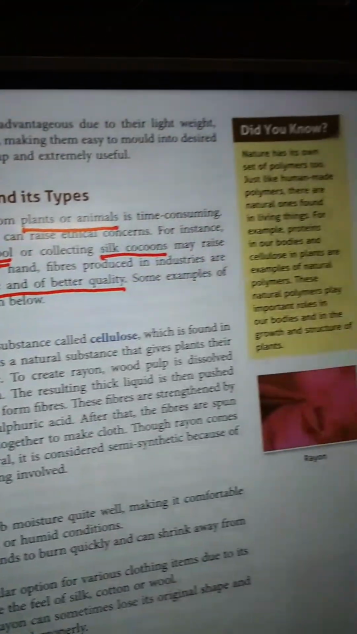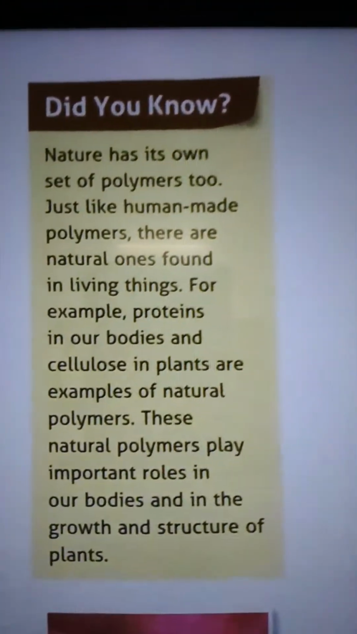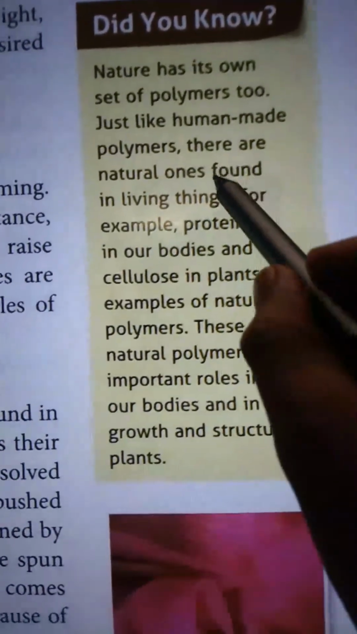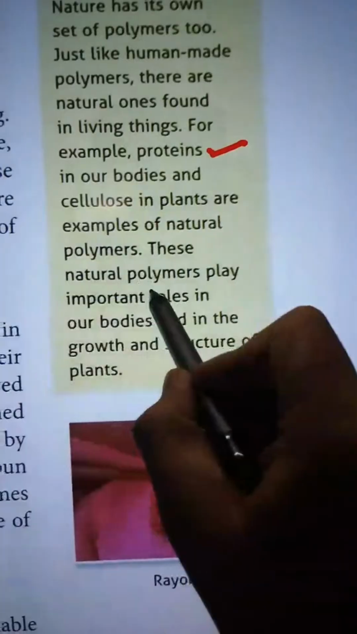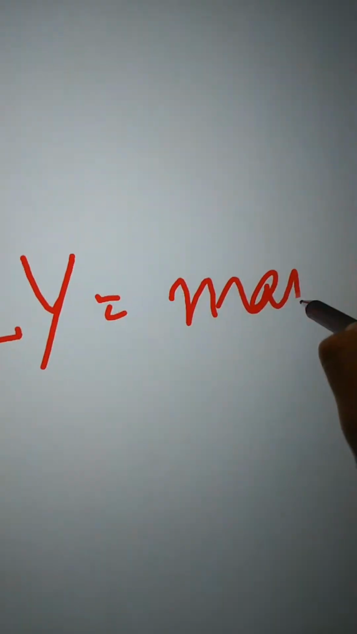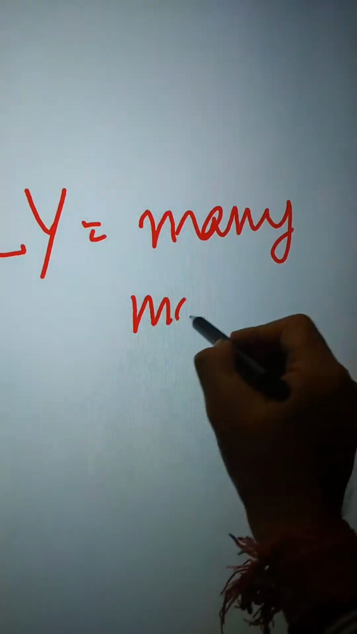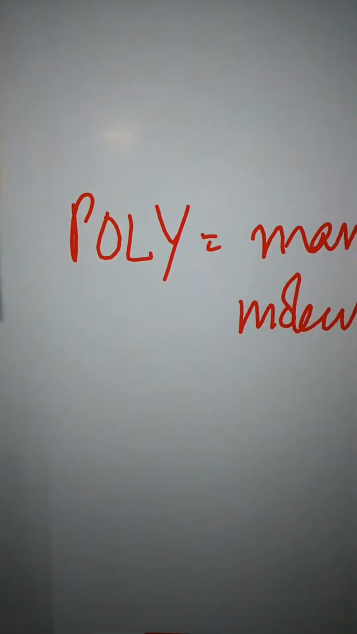So let's see what are the synthetic fibers. Here it is written, did you know, if you see in your book, nature has its own set of polymers. There are natural ones, for example proteins, cellulose. These are natural polymers. So what is the meaning of polymer? The word polymer means, it is poly, which means many. So when a substance is made up of many molecules joined together, then it is called a polymer.